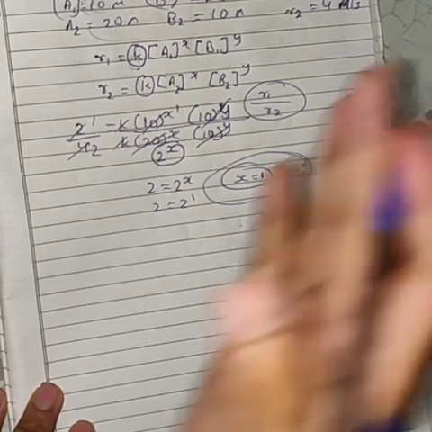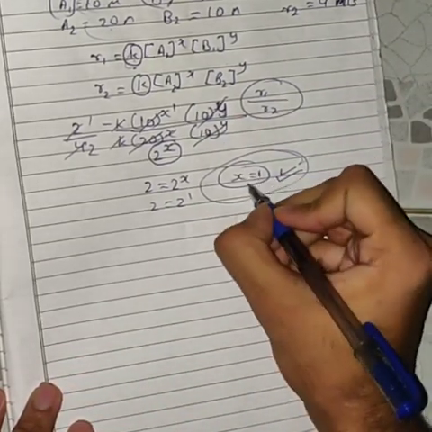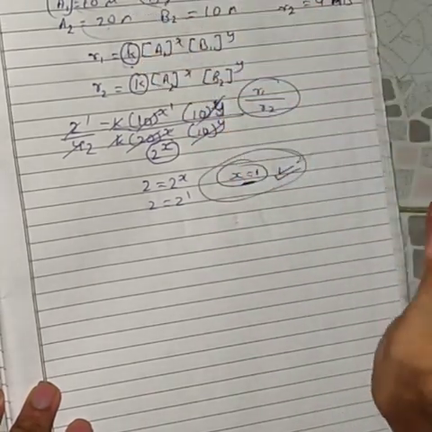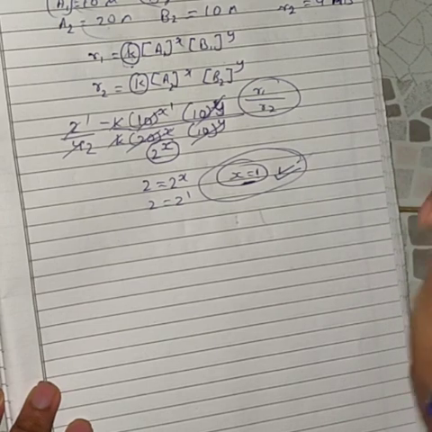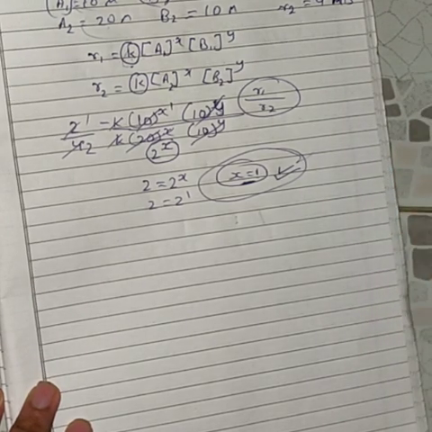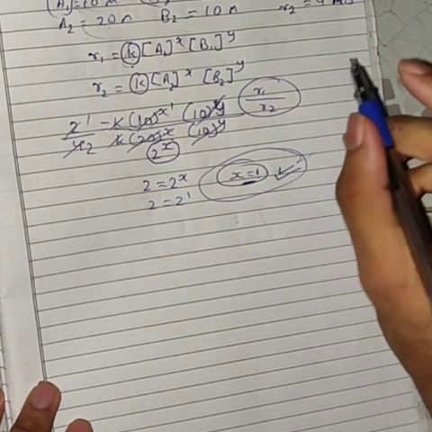It's very simple. That's how it is. It's like, इसका मतलब है x का मतलब क्या, x that is order with respect to A. Order with respect to A का मतलब होगा आप A के concentration को change करोगे तो rate में कितने times changes होगा, rate में कितने time changes होगा.